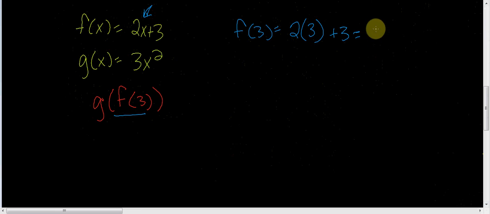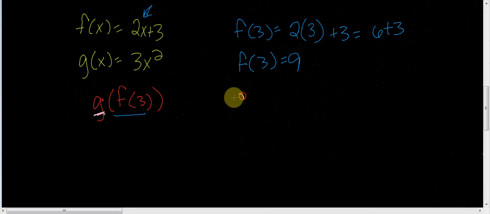Alright, so f of 3 is equal to, what is that, 6 plus 3? So f of 3 is equal to 9. Alright, so now we take this answer that we just got and we plug it into the outermost function, which in this case is g.